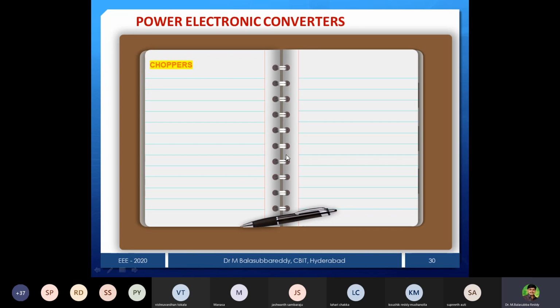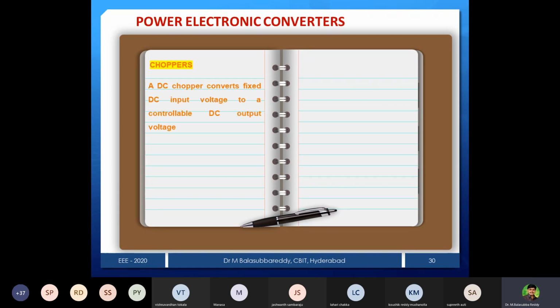Now we'll move on to the next one. What is the next controller? Chopper. So what is the function of a chopper? As you are aware, like a phase control rectifier, here also there is another controller. There we have fixed AC to variable DC. Now the chopper function is fixed DC to variable DC. In the phase control rectifier, it is fixed AC to variable DC, and here fixed DC to variable DC.